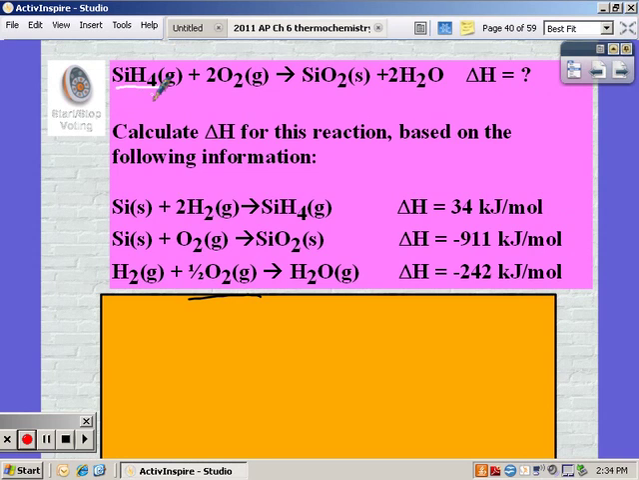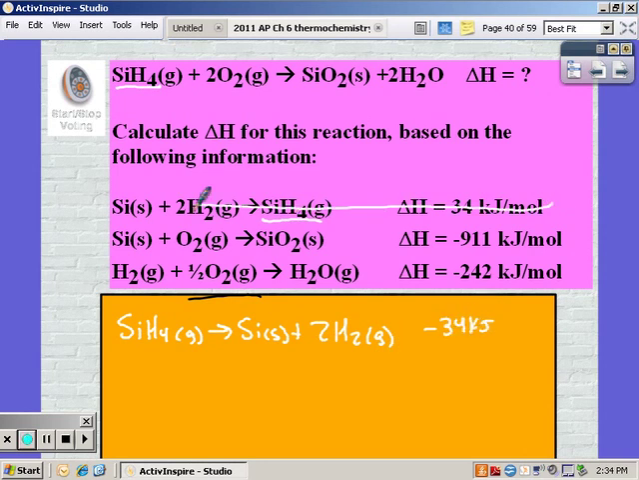We have silicon tetrahydride, and we have it in the first reaction as a product. We want it as a reactant. So we need to reverse the reaction, which reverses the sign of delta H. Oxygen is next, but we have that in more than one location. So I would save that to the end.